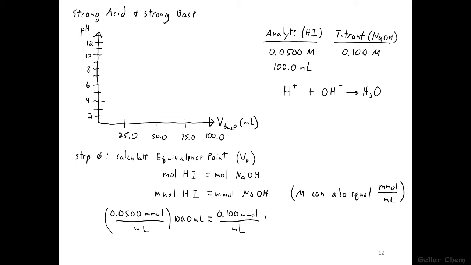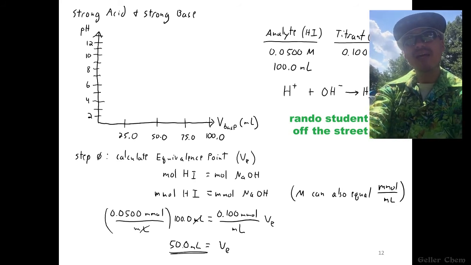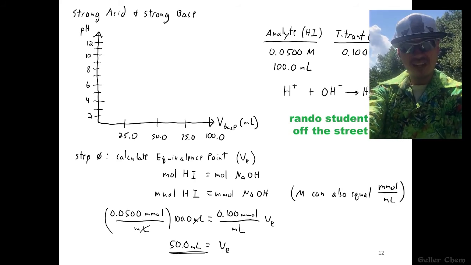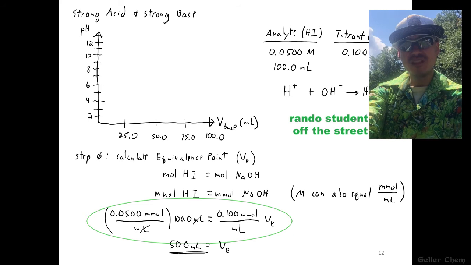And we are trying to figure out what volume of that base we need to add so that the two quantities are equal to each other. We can see that our units will work out so that milliliters cancels, and we'll be left with millimoles on the left side. If we do our algebra correctly, we will end with VE equals 50.0 milliliters. Wait, Dr. Geller, isn't that just M1V1 equals M2V2?